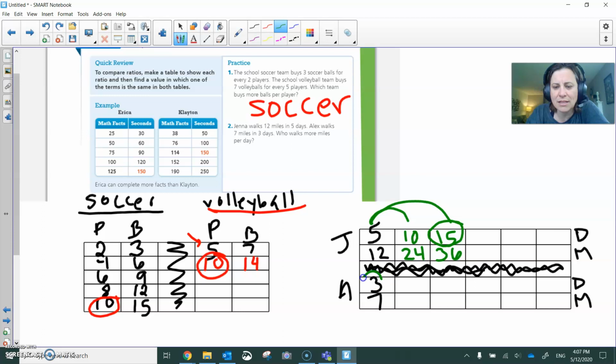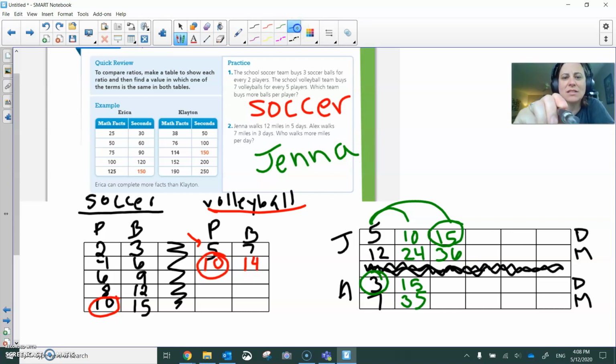I started off with 3 days for Alex, and I know that I can get from 3 to 15 by just multiplying it by 5. 3 times 5 is 15, 15 days. So if I multiplied 3 by 5, I have to multiply 7 by 5, 35 miles. So who's walking more miles every day? I don't think I did this the way they wanted to, but that's okay. If they both walked 15 days, Jenna would have walked 36 miles. So it would have been Jenna. And I just realized they wanted me to do this, who walks more miles in one day.